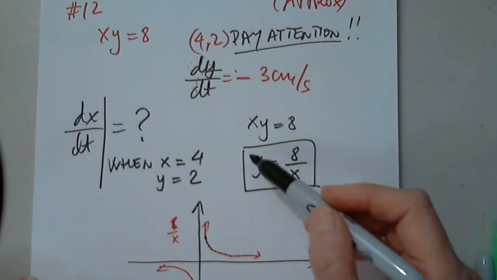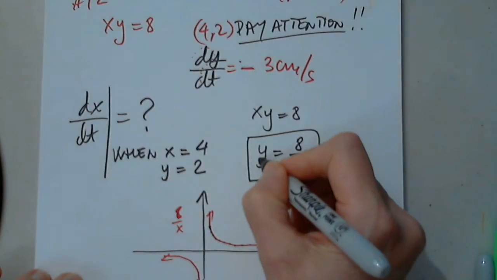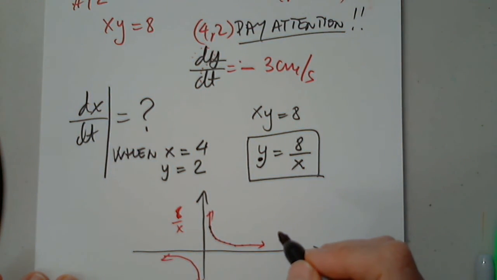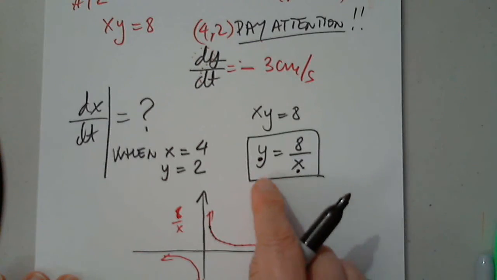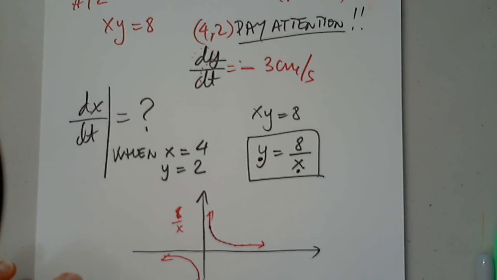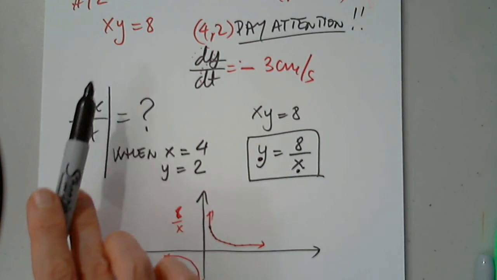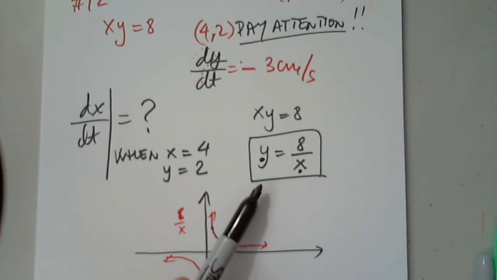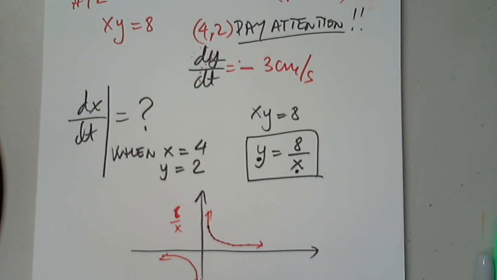So I know the equation. y equals 8 over x. I know that y is a function of time. I know that x is a function of time. That's why I put those dots underneath. I have the equation that relates y and x. It's given to me. I don't have to come up with it. So this is a nice situation. I have it. What should I do?